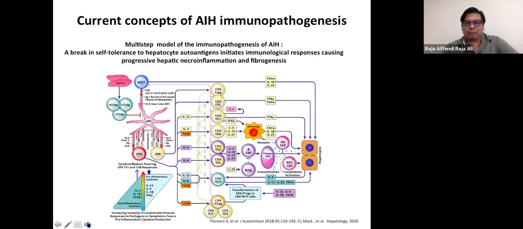Apologies. The current concept of autoimmune hepatitis immunopathogenesis is a multi-step model involving the break of self-tolerance to hepatocyte autoantigens, which then initiates a cascade of immunological responses, giving rise to progressive necroinflammation in the liver as well as fibrosis of the liver. These cascades involve many cytokines, chemokines and growth factors that drive the immunological response, in particular in the autoimmune disease that we are discussing today.